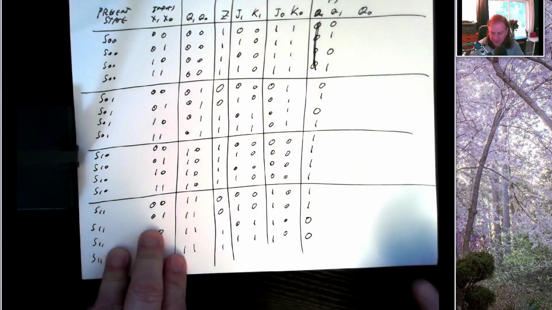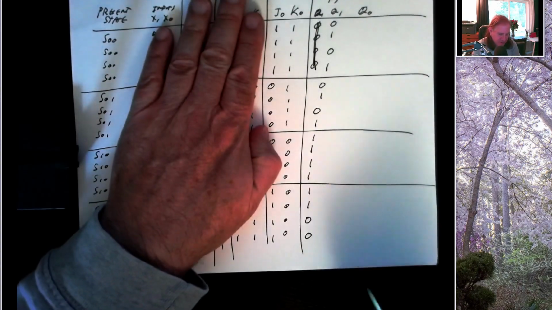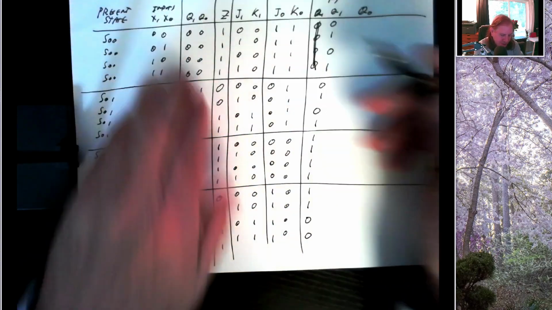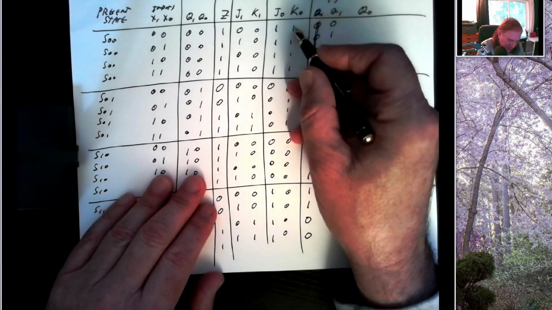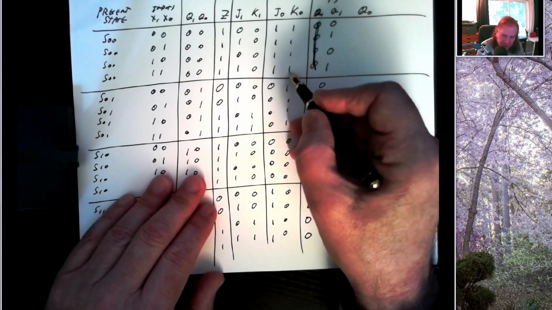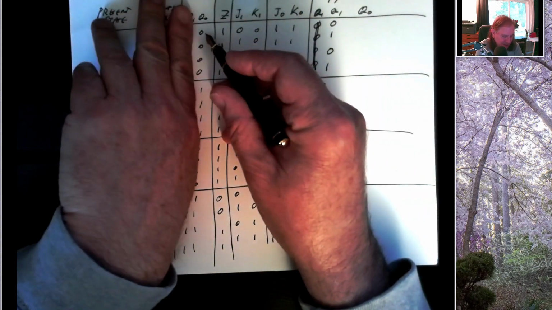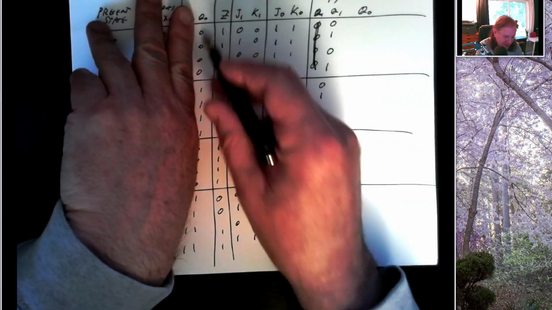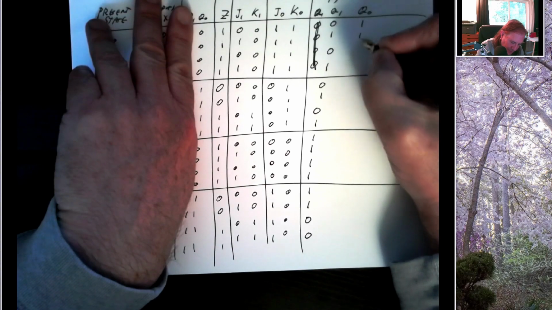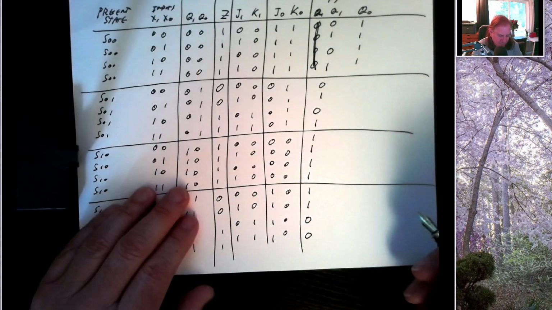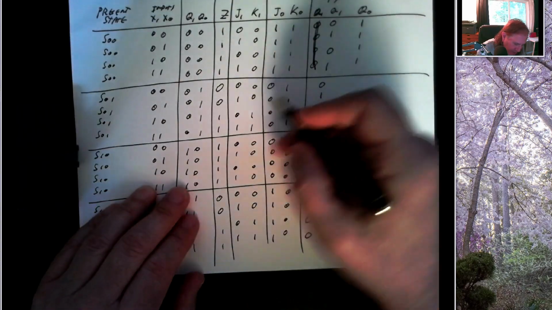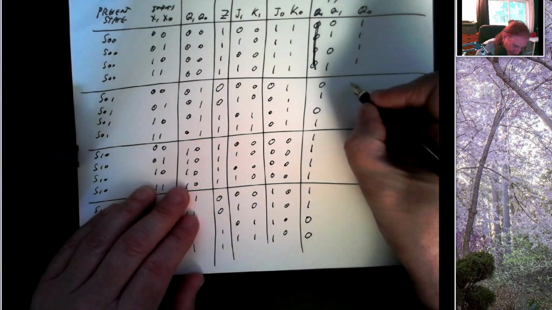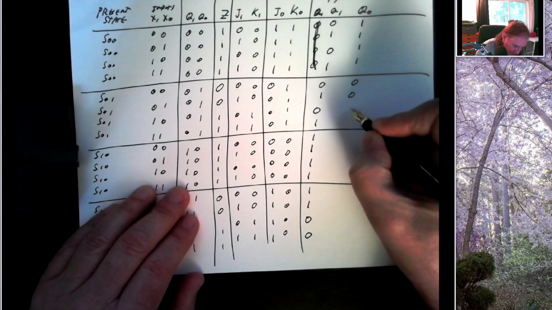Alright, and now we can fill in Q0, and for Q0 we look at J0, K0, and Q0. So J and K are 1, 1. That means that the value of Q0 is going to toggle. Well, in all four cases, Q0 is a 0, so it's going to become a 1. Here, J is 0, K is 1. That's the reset condition, so it doesn't matter what the current value of Q is. The new value is going to be 0.